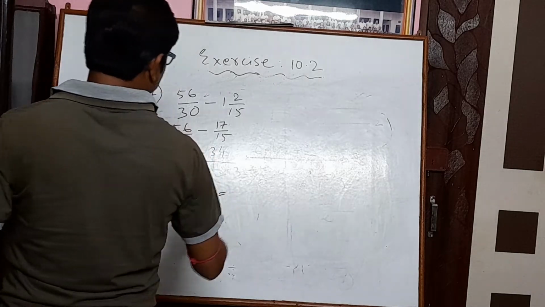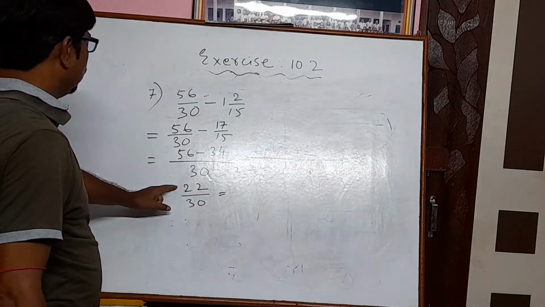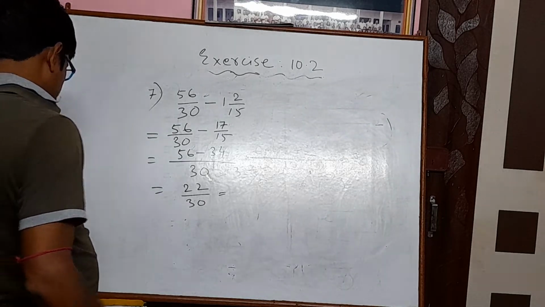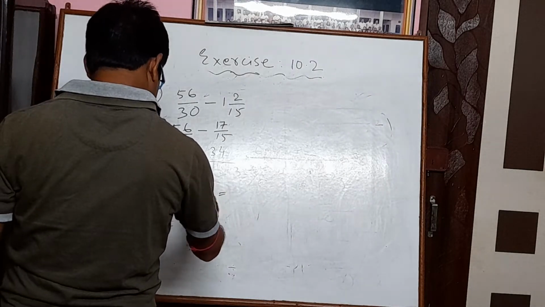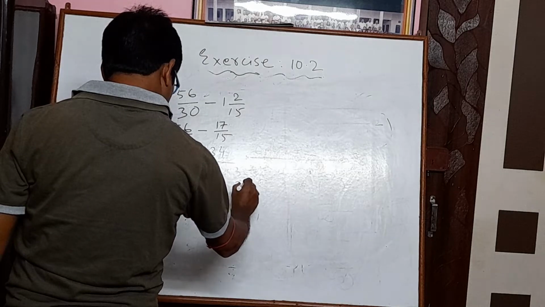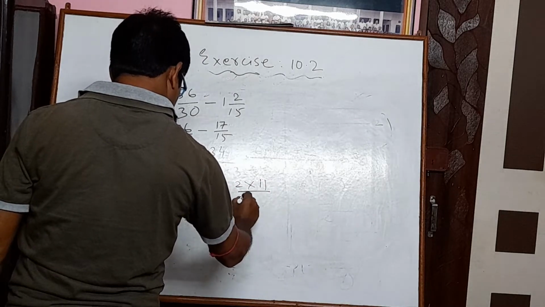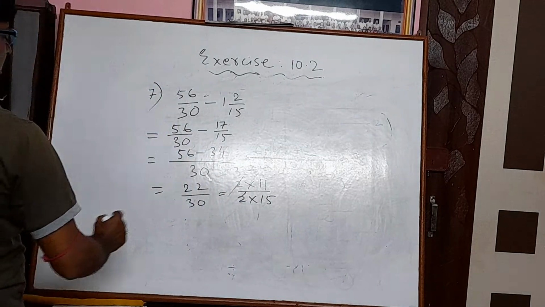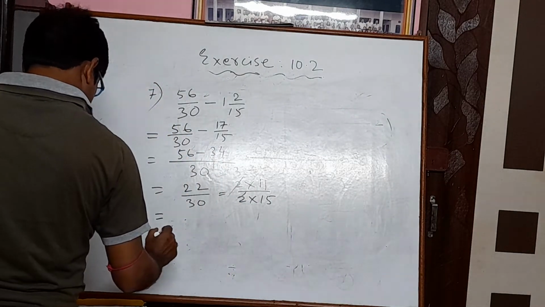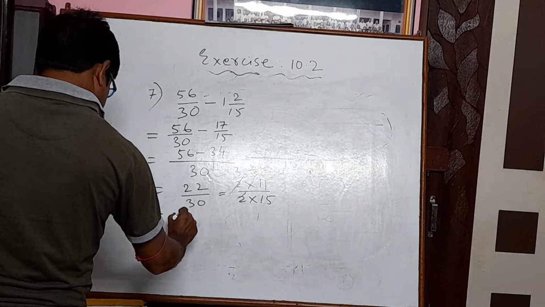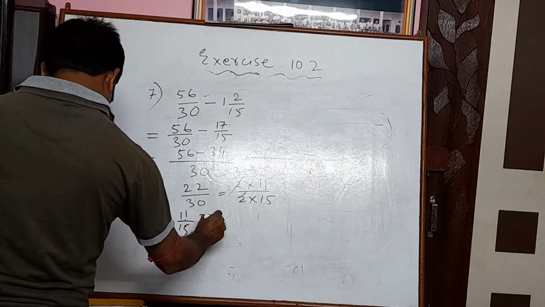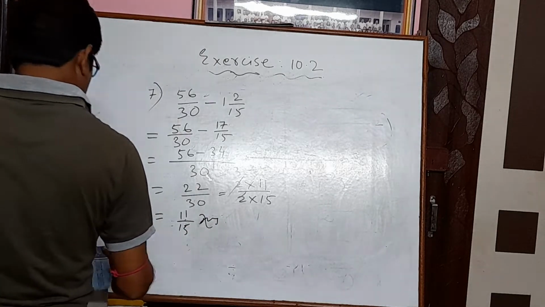Again, we can cancel the common factor, both are even numbers. So some common factors should be there. 22 can be written as 2 into 11. Here 2 into 15. Common factor will be cancelled. So the answer is what? 11 by 15. This is the answer.